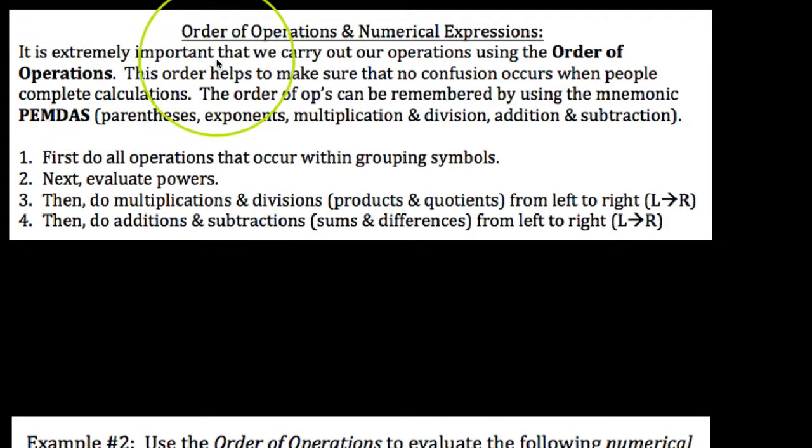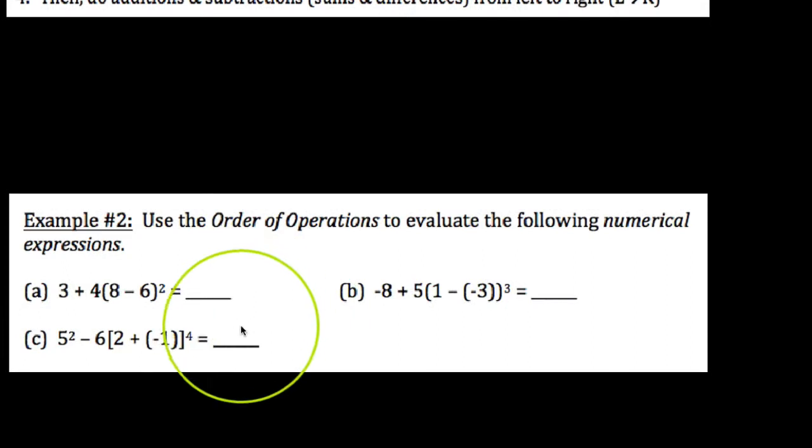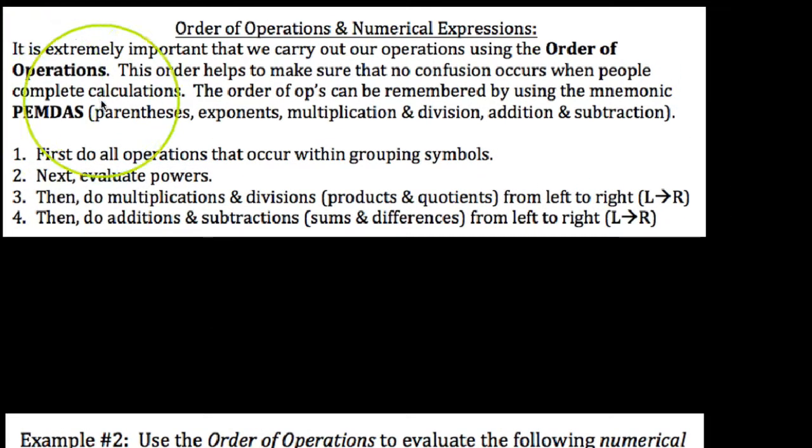We say it's really important that we carry out our operations using the order of operations. The reason why is because when we evaluate expressions, you can see down here we have a few expressions we're going to be evaluating. You can see how a person might get confused and do their operations in a different order than somebody else, and you would get a different value when you evaluated your expression. So we want to make sure that we follow the same rules. So this just helps us make sure that we don't get out of order, of course.